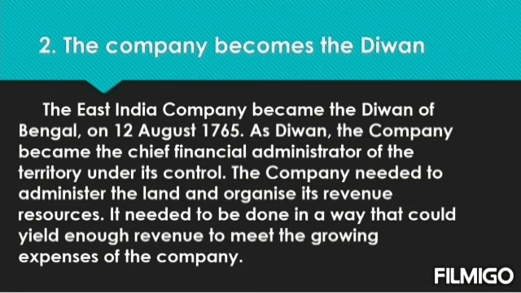The first topic is the company becomes the Diwan. The East India Company became the Diwan of Bengal on 12th August 1765. Please underline the point. The East India Company became the Diwan of Bengal on 12th August 1765.